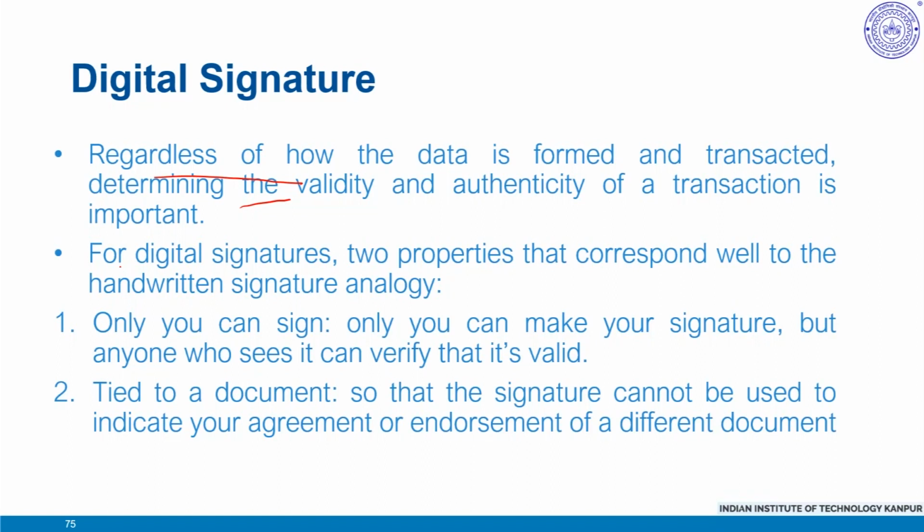Now, we desire two key properties from digital signatures that correspond well to the handwritten signature analogy. First, it is that only you can sign or make your signature, but anyone who sees it can verify that it is valid. Second, they should be tied to a document. We want the signature to be tied to a particular document so that the signature cannot be used to indicate your agreement or endorsement of a different document. For handwritten signatures, this latter property is analogous to assuring that somebody can't take your signature and snip it off one document and paste it onto the bottom of another document.